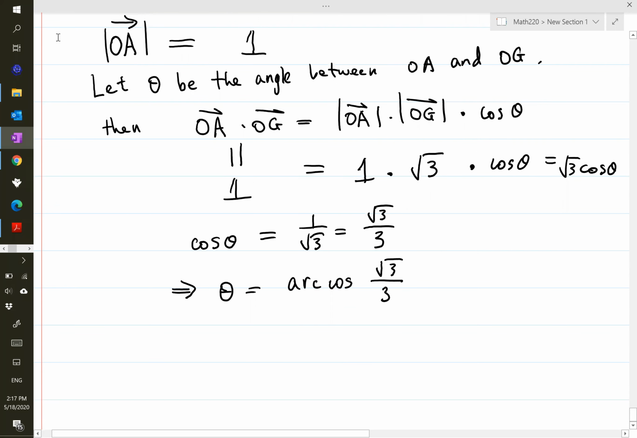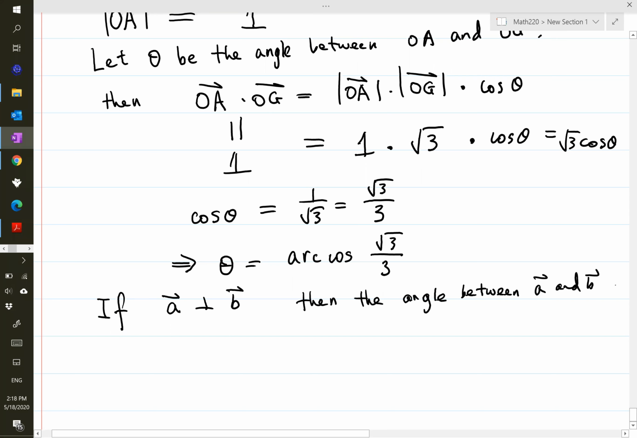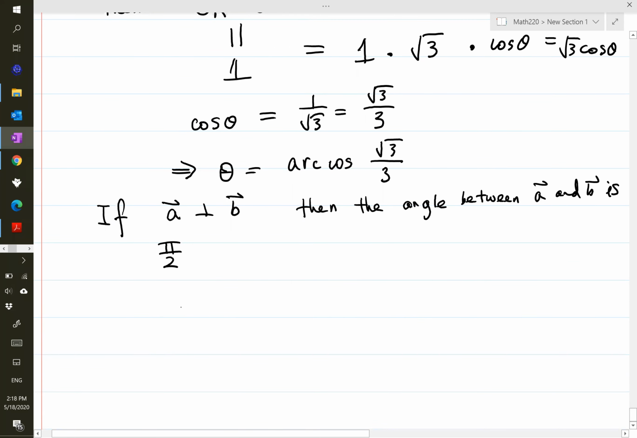Now we have found the angle between the two lines. More examples. If a vector A is perpendicular to B, then the angle between A and B is pi over 2, 90 degrees. They are perpendicular, so the angle between them is pi over 2. Then A dot B is the norm of A times the norm of B times cosine theta, and cosine pi over 2 gives 0.